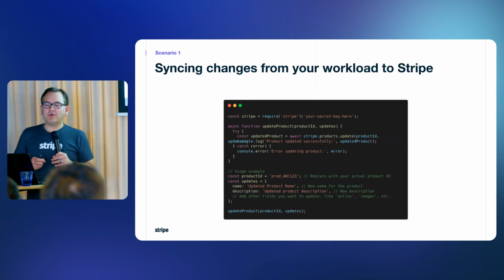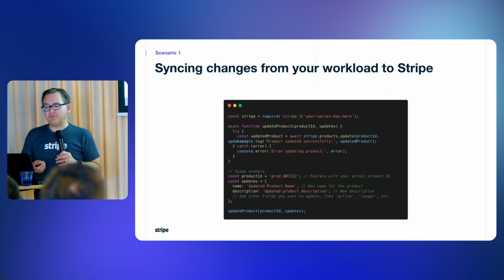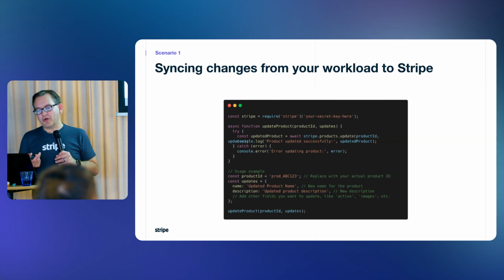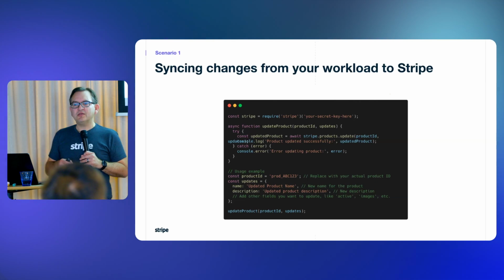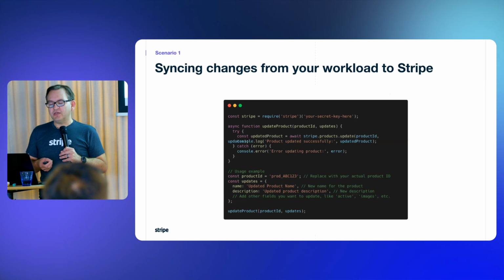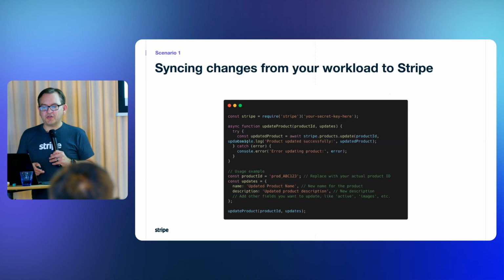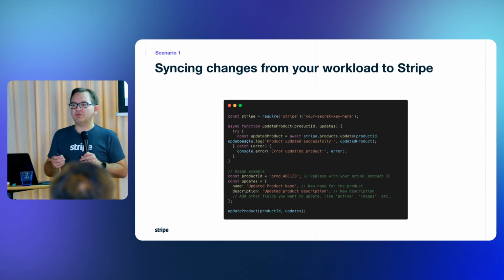That Lambda function might look something like this. Very simply, you have a Stripe library that you're setting up, and maybe an update product function. Inside a try catch, you're calling the stripe.products.update API, handing it your product ID along with the shape of the new product, and then just calling that. At the bottom is just setting up the product and calling the function. A fairly naive function, but that would do the trick.